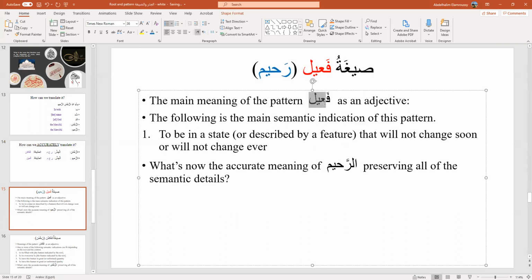Okay, and the pattern fa'il is an adjective, and it, so... okay. What's wrong with this pen right here? Oh, okay, anyway.